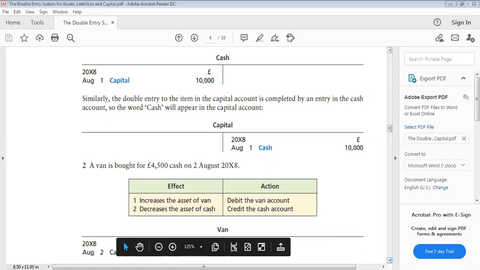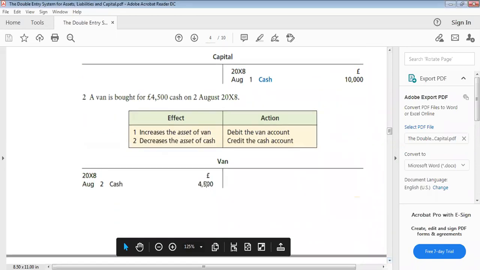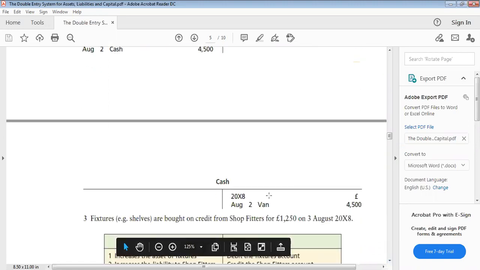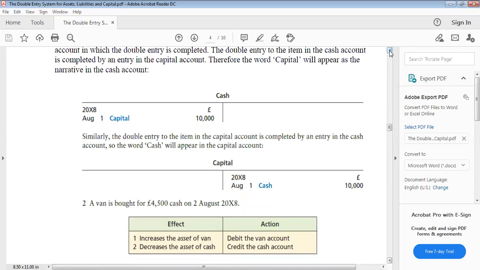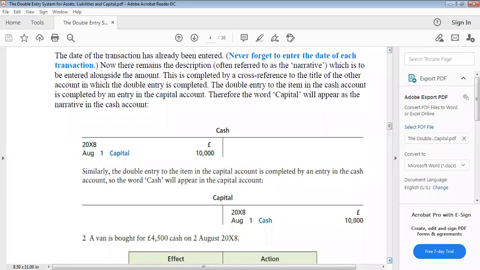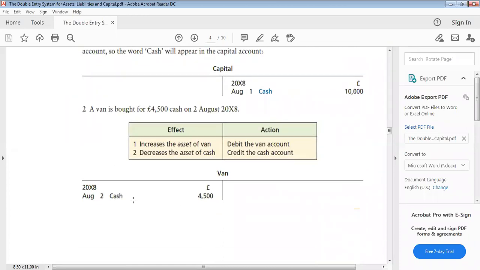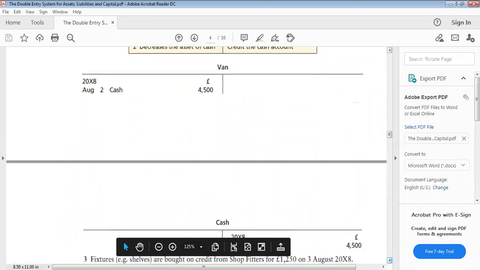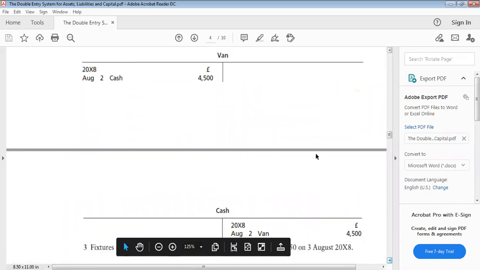The first thing then is that you would debit the van with 4,500 on the date of August 2, 2008. And also, you would credit cash with 4,500, date of August 2, 2008. Good. Then the rule is that you put in the description, which in this case would be cash for van and van for cash. Good? Yes.